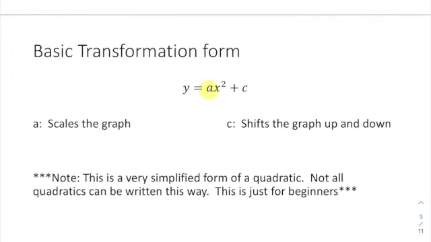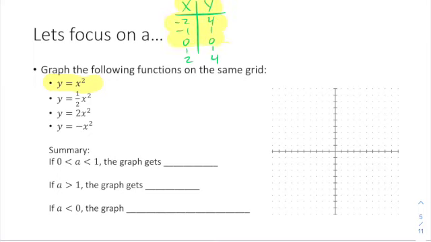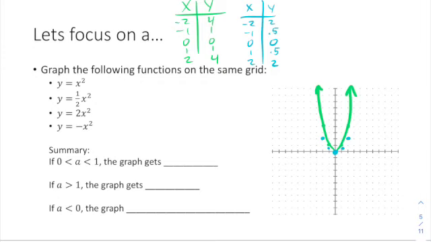Now let's focus on a. Well, from last problem, we already know what the parent function looks like. So let's get that on the graph and take a look now at y equals 1/2 x squared. So what does this 1/2 in front of the x squared do? Well, as I graph these points, we realize that this graph gets a little wider than the original graph.